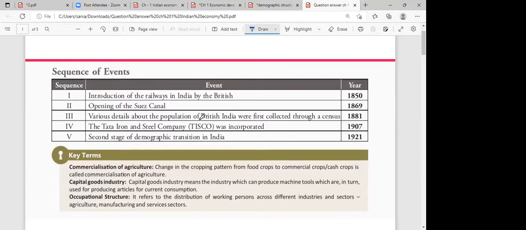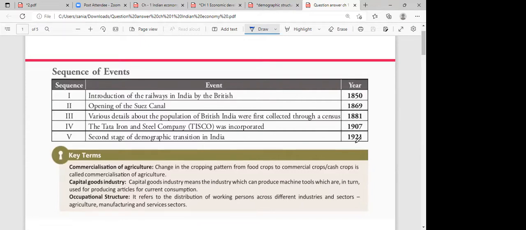Then various details about the population, the census and all that, in 1881. Then Tisco, if you remember, do you people remember Tisco? Yes, this was basically a modern industry, right? 1907, and the second stage of demographic transition after 1921. Okay, so you're going to write it down.